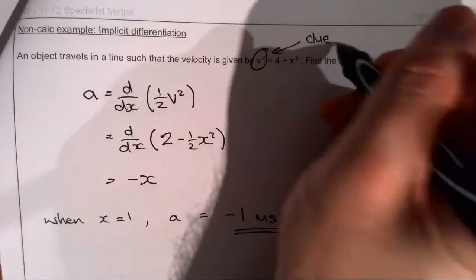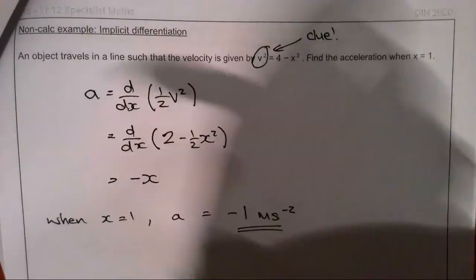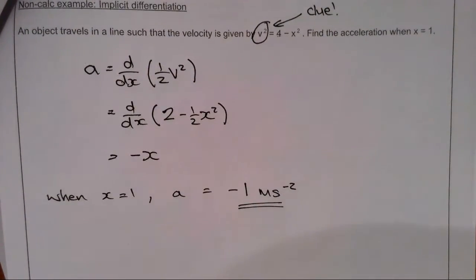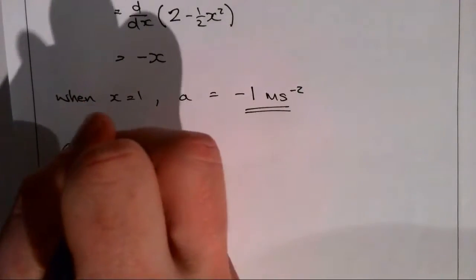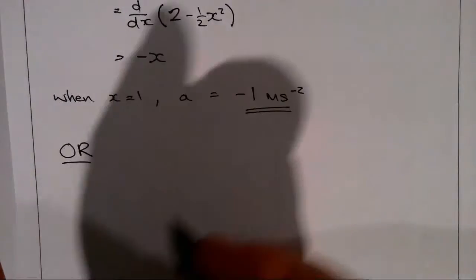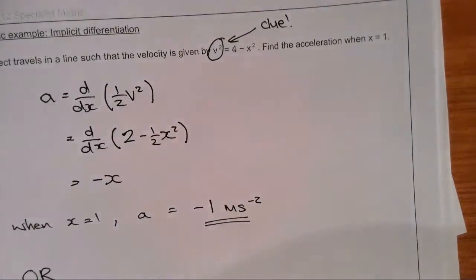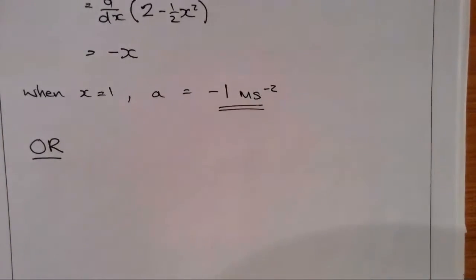Here's our clue that this second form might be useful. I'm just going to put an "or" in here because there's a kind of second approach, and the clue was up the top where it said implicit differentiation.